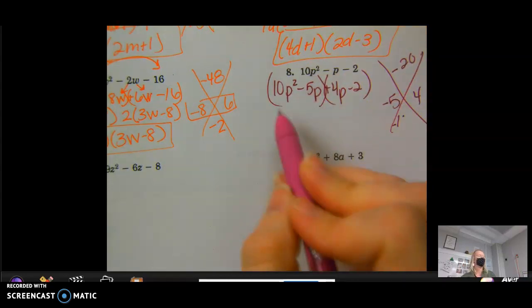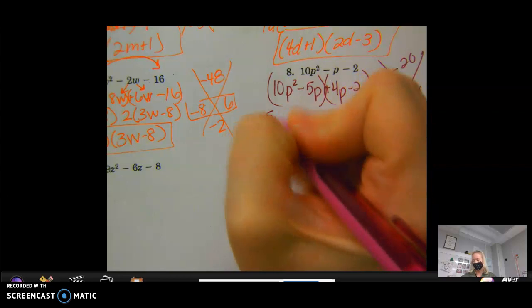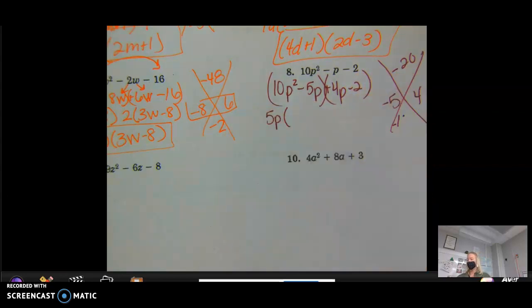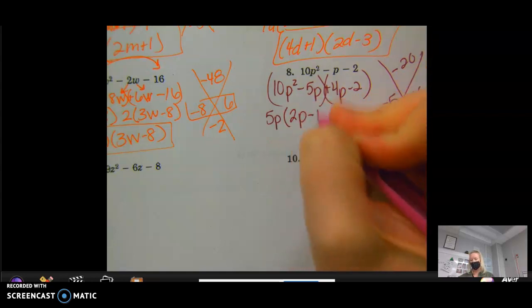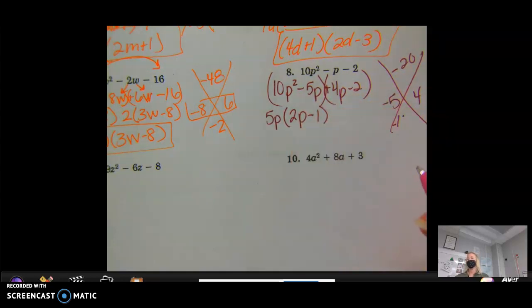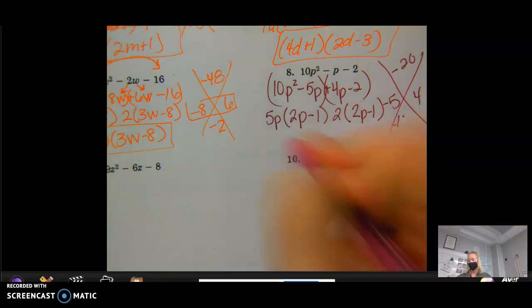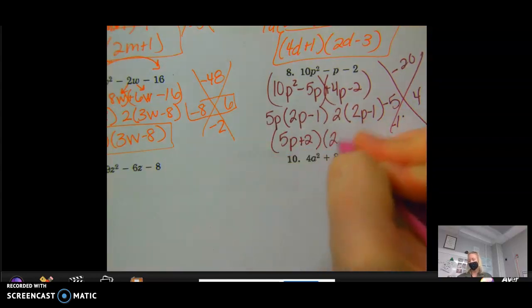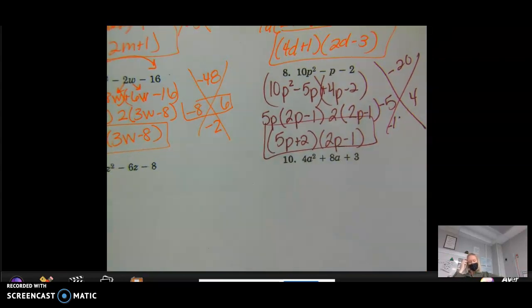What's my GCF of 10p squared minus 5p? Awesome, 5p. When I take out 5p, what am I left with? 2p minus 1. Awesome. What's my GCF of the second set? When I take that out, what am I left with? Perfect. Two answers, 5p plus 2, 2p minus 1. Okay?